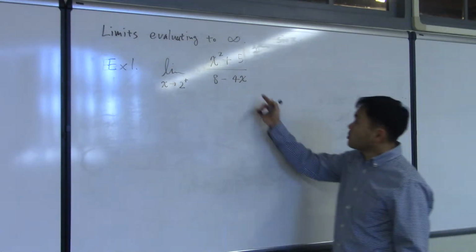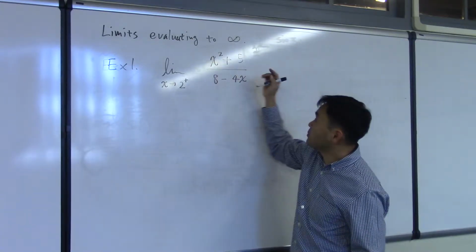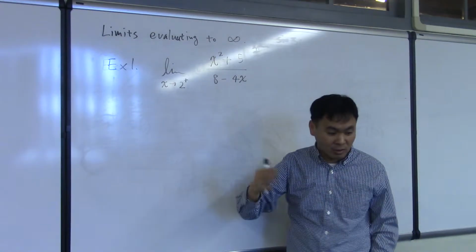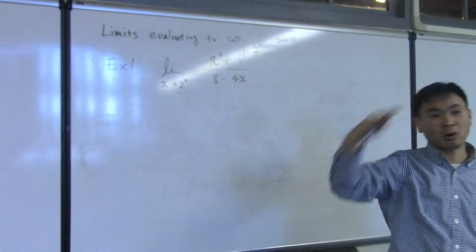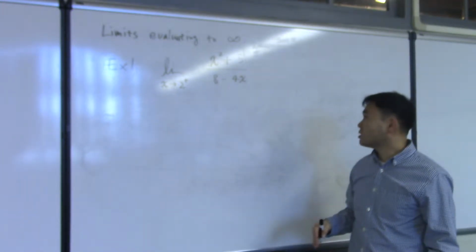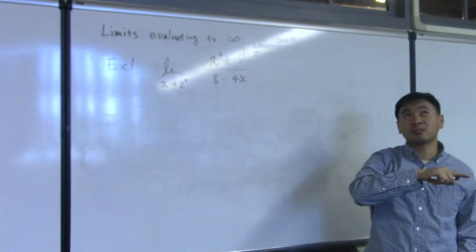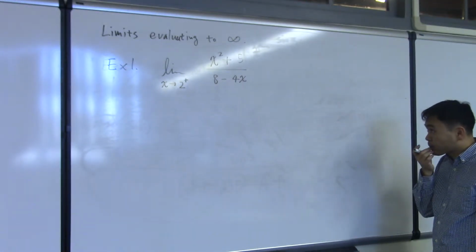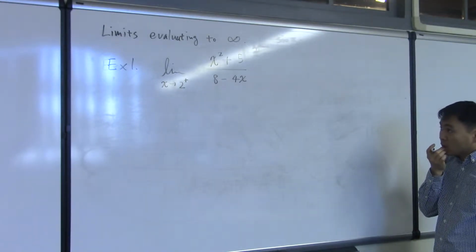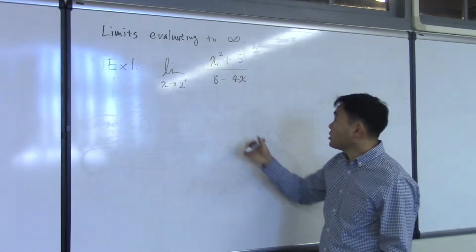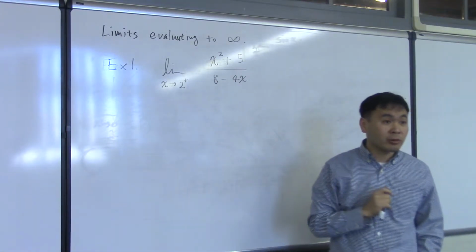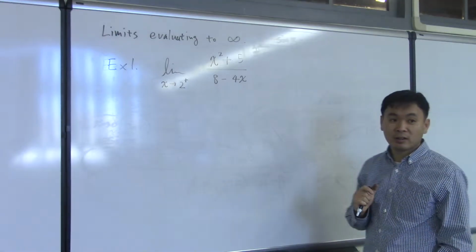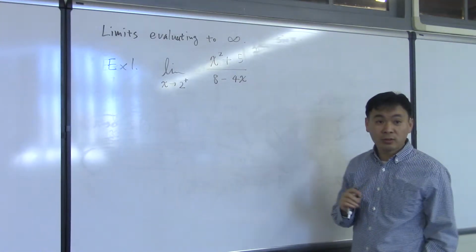Now, if you were to draw this graph, it's actually a very complicated question because it has a slanted asymptote, sometimes called an oblique asymptote. It also has a vertical asymptote. Can you tell me where the vertical asymptote is? 2.